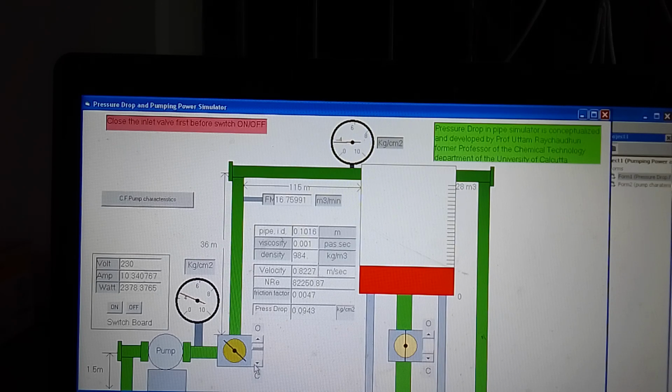If you want to stop the pump, first you close this valve. It's written here, close the inlet valve. Before switching on or off, both times, you must close this valve and then switch it off. Pressure will come down to 0, and you can open this valve to drain out the liquid. By checking the rise of level with time using a stopwatch, you will understand the flow rate, and you can verify it against the flow meter reading.